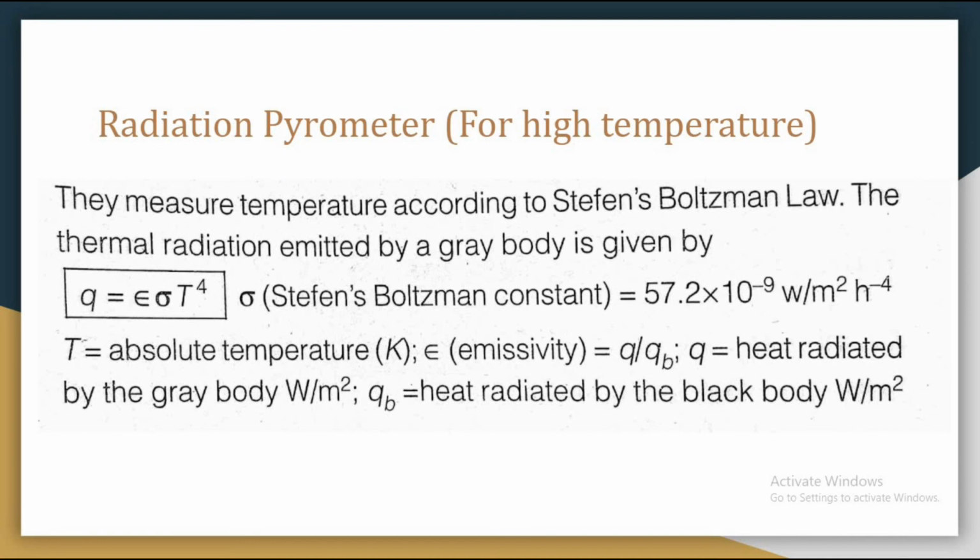Now we will look into the radiation pyrometer, which is another important temperature sensor to be considered, right? The radiation pyrometer measures temperature according to the Stefan-Boltzmann law. The mathematical formulation of the Stefan-Boltzmann law is Q equals epsilon sigma T to the power 4, right? Where sigma is the Stefan-Boltzmann constant, and its value is also given. T is the absolute temperature, epsilon is the emissivity, and Q is the heat radiated by the gray body.